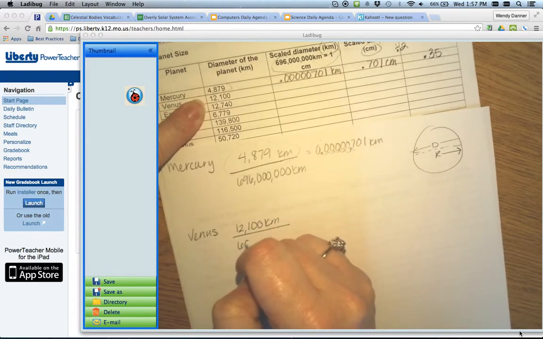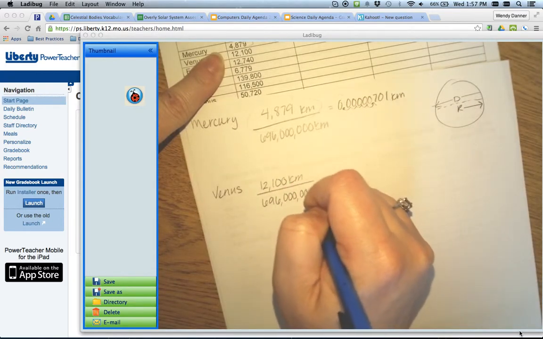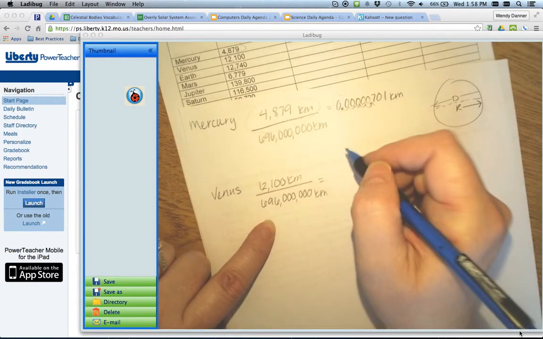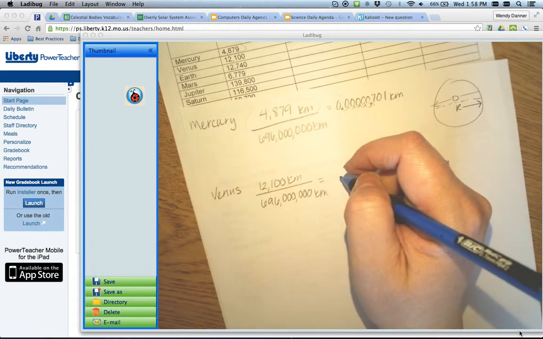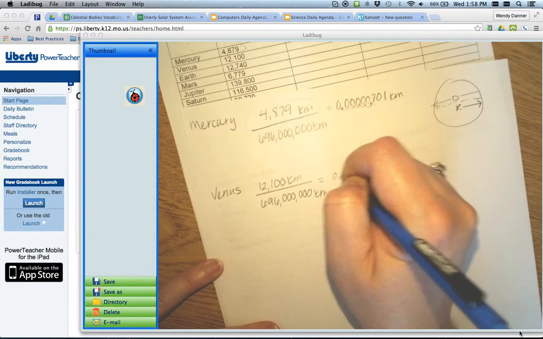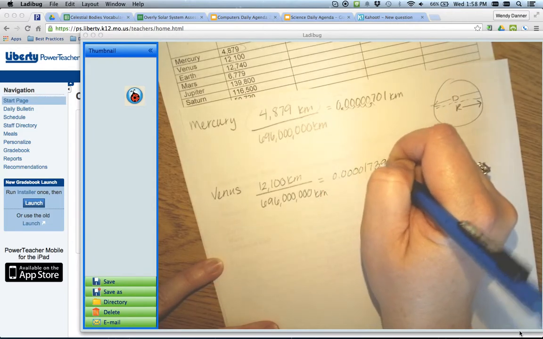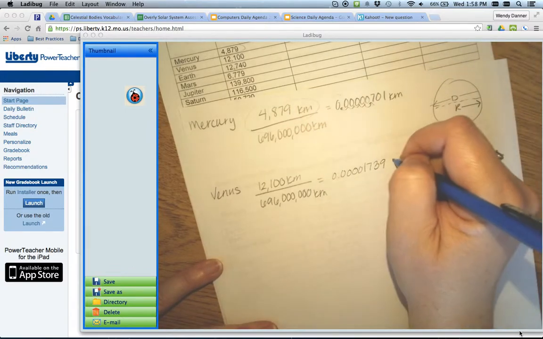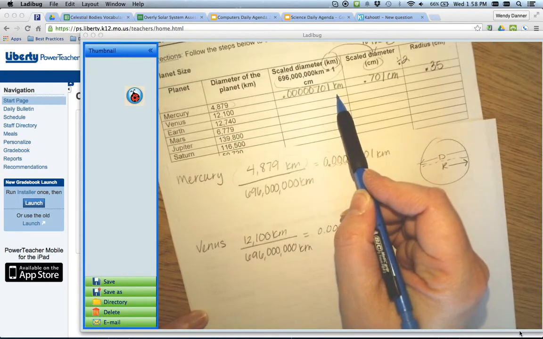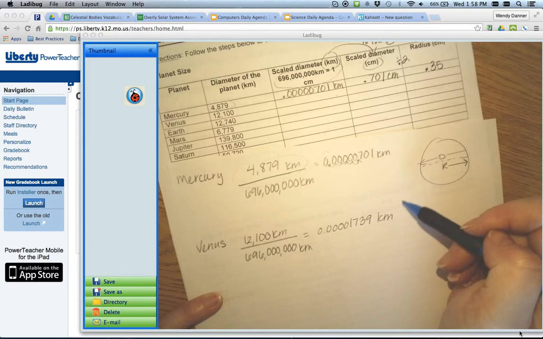Okay, to get that scale, 12,100 divided by 696 million kilometers, which is going to give us, check my already done work here, 1,234,1739. Okay. Kilometers. So this is going to go up here. Okay. Now I need to switch it to centimeters.